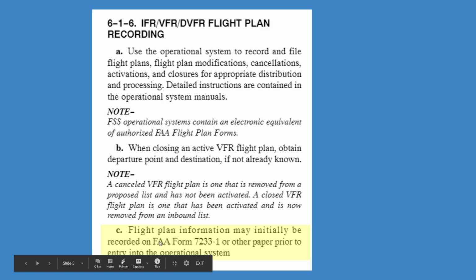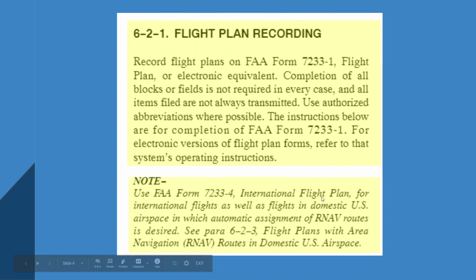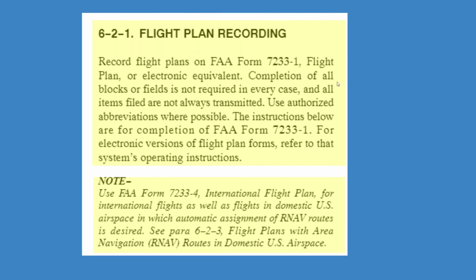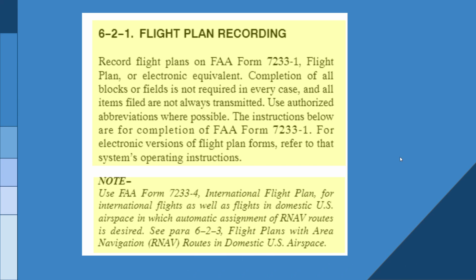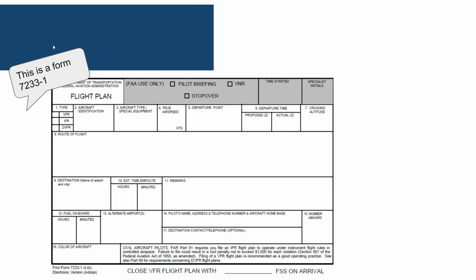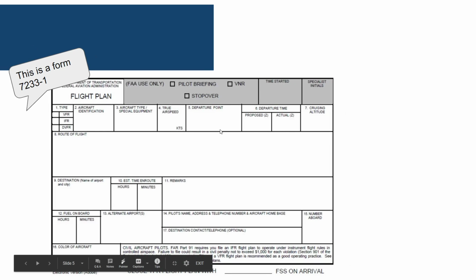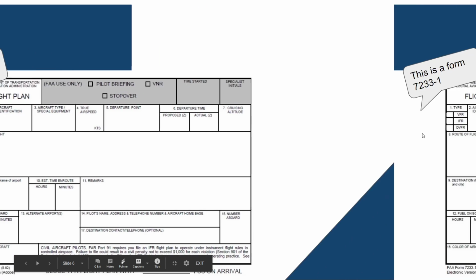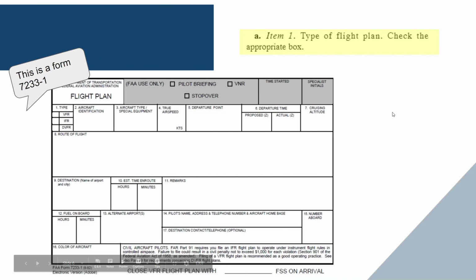A flight plan is put on an FAA Form 7233 TAC 1. The next couple of slides go into what that is. Again, it refers to 7233 TAC 1 and gives you some more information about it. This is what a 7233 TAC 1 looks like. The next 16 or 17 slides, I think it is, tell you what each one of these blocks pertains to. I'm not going to go through all of this because you can do that on your own.